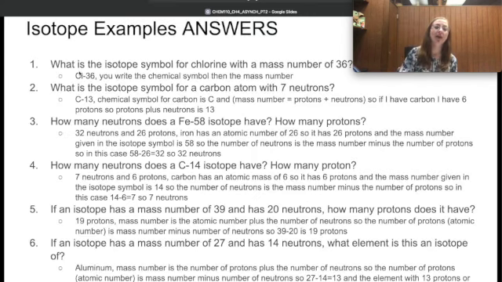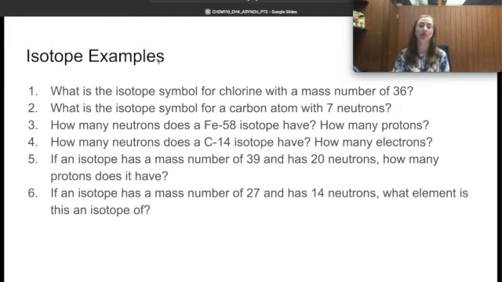If you're writing the ion symbol for chlorine with a mass number of 36, the way I would write it is just Cl, the chemical symbol for chlorine, dash 36. The chemical symbol is Cl, and it already tells us that the mass number is 36. The ion symbol is always the chemical symbol followed by the mass number. So we already have all the information we need. We can just go ahead and write Cl-36.